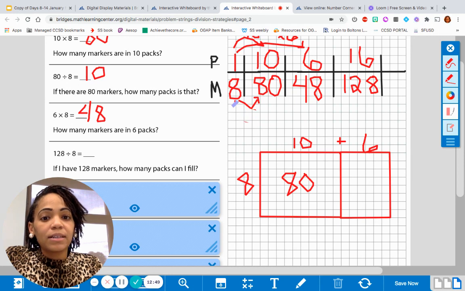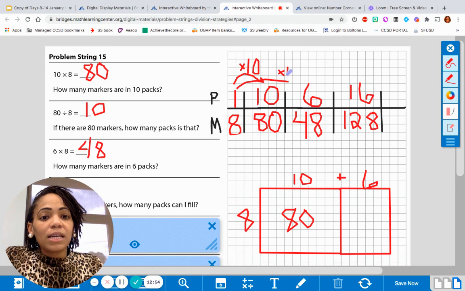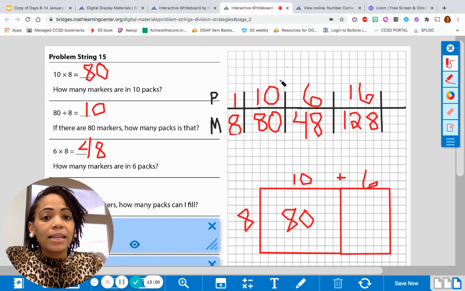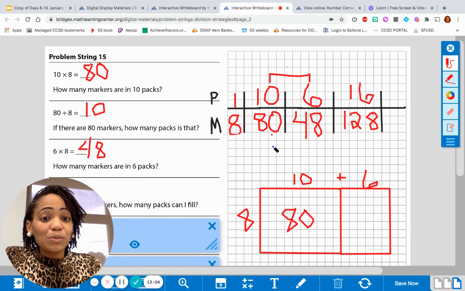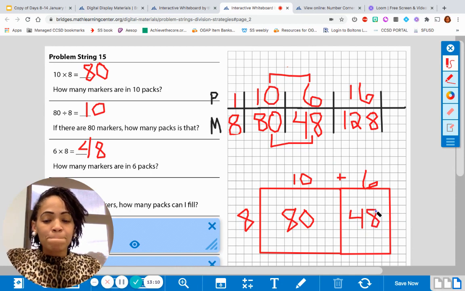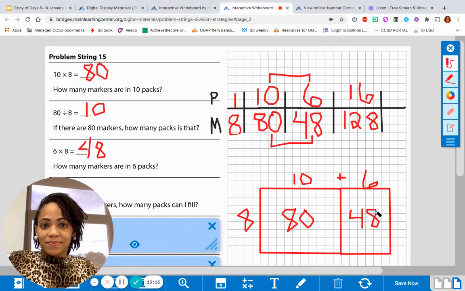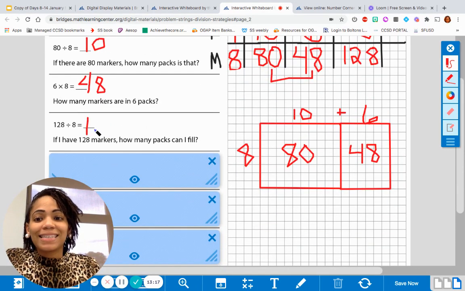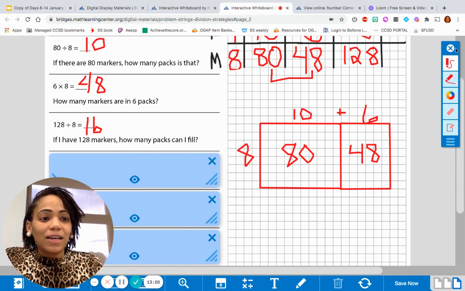And I'm going to erase some of these arrows that I've drawn here just to show you what happened between those two numbers. What did I do with 10 and 6? I used what I knew on the ratio table. And yes, I added them together. So I know 10 plus 6, which means I had to do 80 plus 48, which I represented in our picture right here. Does that make sense? Yeah, so what is our answer? Right, 16. You guys are doing awesome.